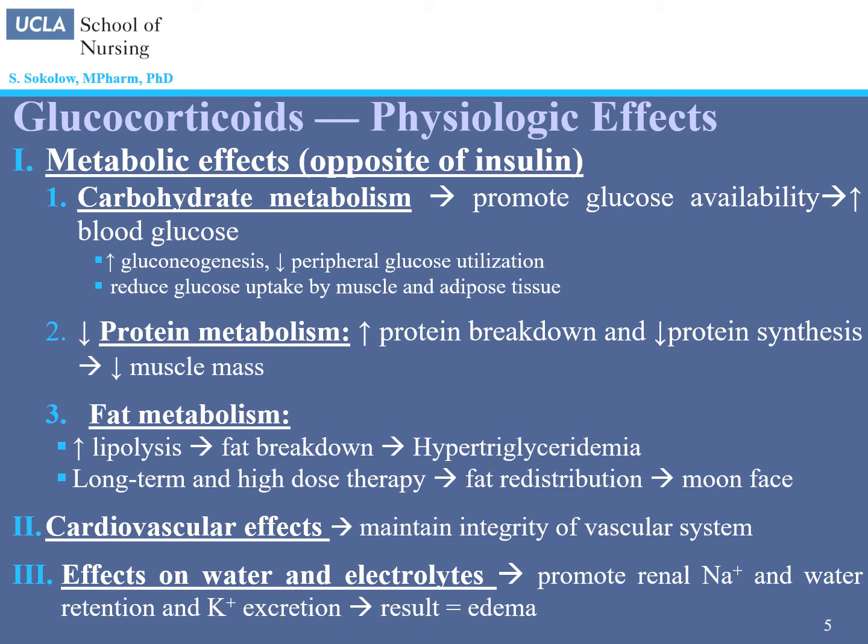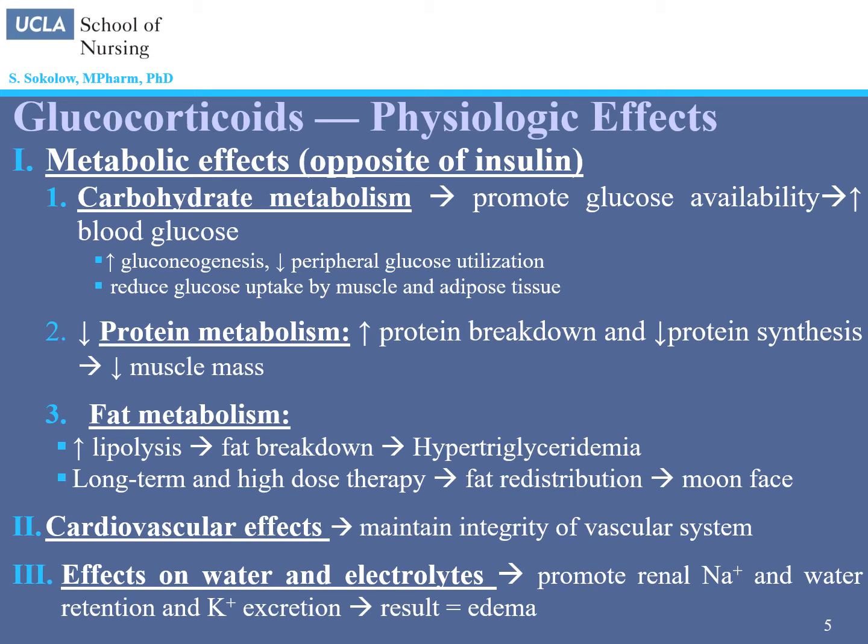So what are the physiologic effects of glucocorticoids? They have an effect on metabolism. They have an effect on carbohydrate metabolism. They promote glucose availability, so they are actually hyperglycemic. They increase the blood glucose by increasing gluconeogenesis and reducing peripheral glucose utilization. They also reduce the glucose uptake by the muscle and the adipose tissue. They have an effect on protein metabolism, so they increase the protein breakdown and reduce the protein synthesis, so they're going to decrease the muscle mass.